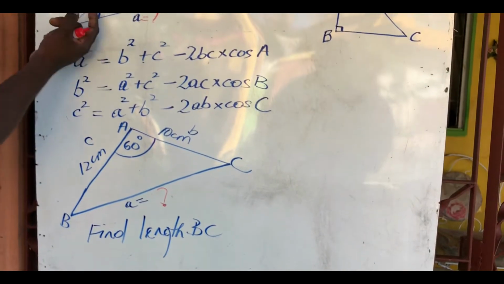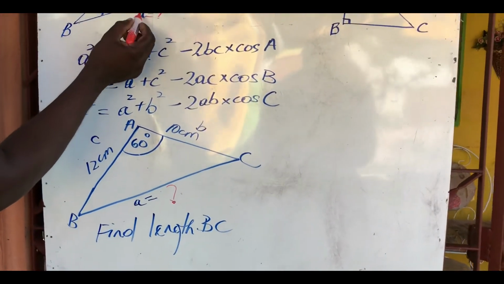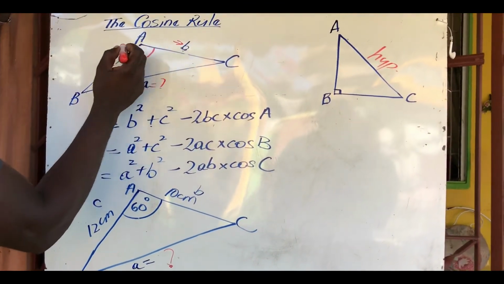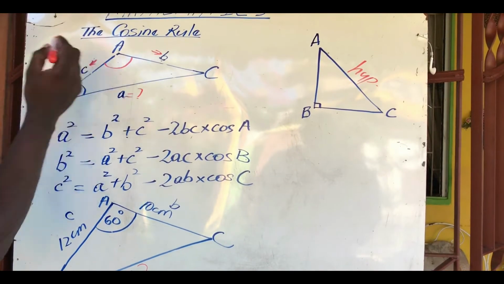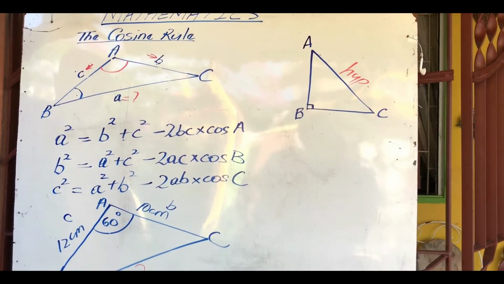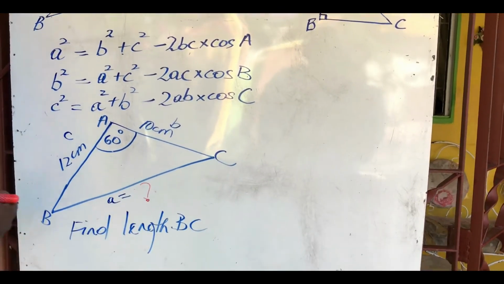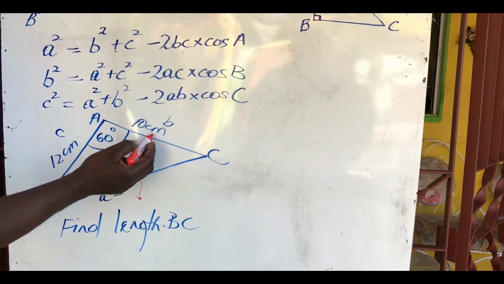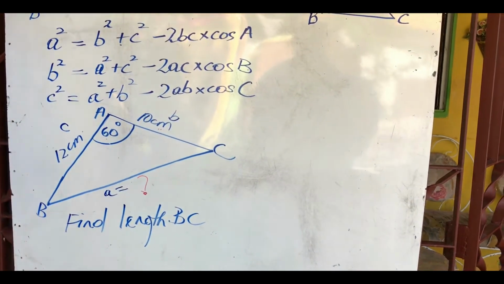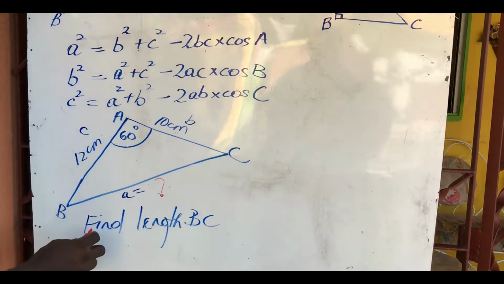So everything that we did up here, clearly for us to find A, we must know two sides and the included angle, or the angle between those two sides. And so this is what is given. As soon as you look at this question, find length BC, you realize I have two sides here and the angle between. The angle between is this angle. So I'm going to use a relationship with A.